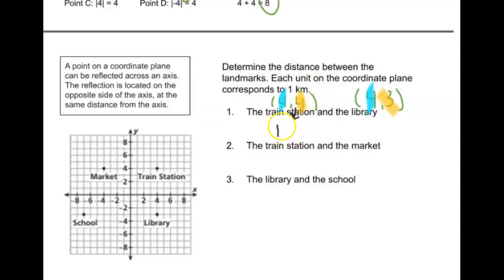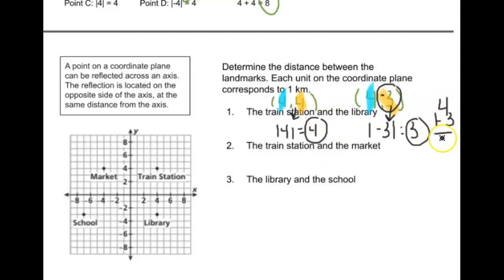So I'm going to take that one down. The absolute value of 4 is 4. Then remember this is a -3. I'm going to move this down. The absolute value of -3 equals 3. Next step is taking these two and add them together. So 4 plus 3 is 7. So the distance between the train station and the library is 7. And remember they told us to use kms.